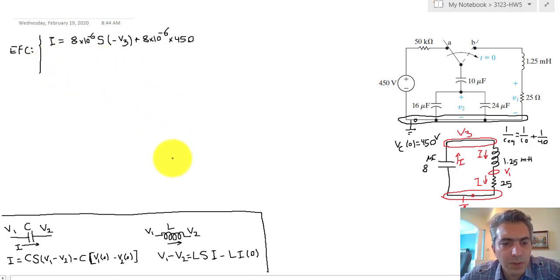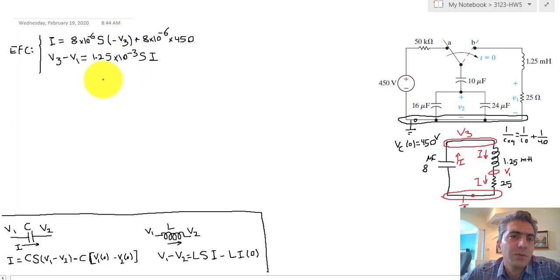For the inductor, we're using this other equation down here. So V3 minus V1 is equal to L, which is 1.25 times 10 to the minus 3 S, times the current that is passing through the inductor. And then finally, for the resistor, that's this simple Ohm's law, which is V1 minus 0 divided by 25.